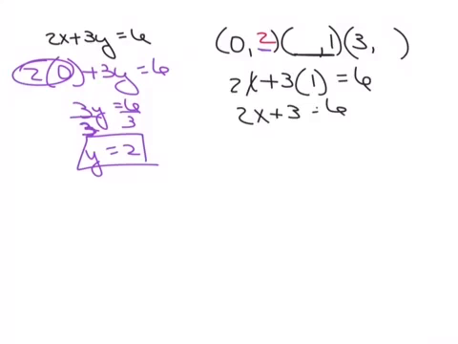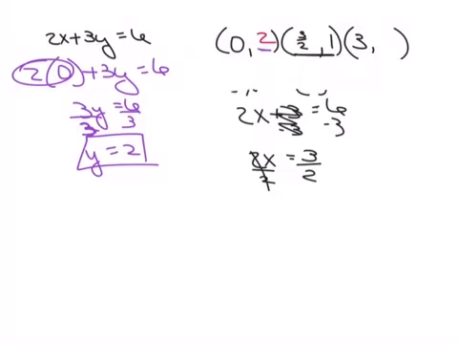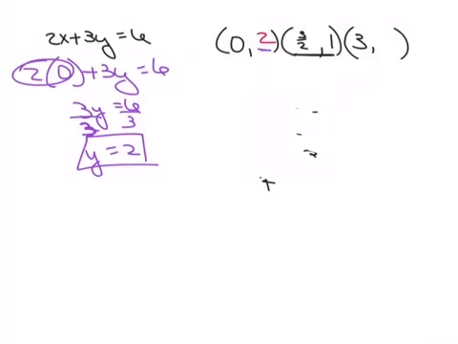Okay. -3, -3. So 2x, and those go away, equals -6 minus 3 is 3. Going to divide by 2, so x is 3/2, which is okay. We can get a fraction for our x value. Nothing wrong with that.